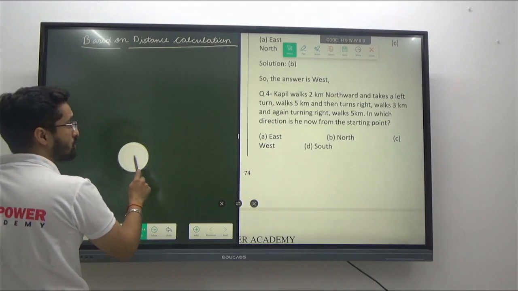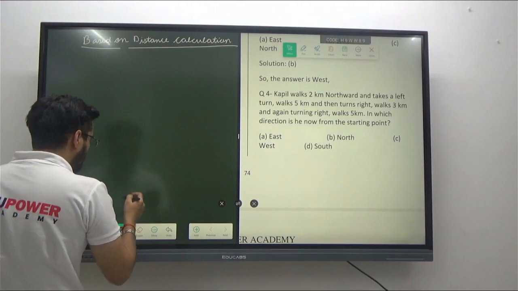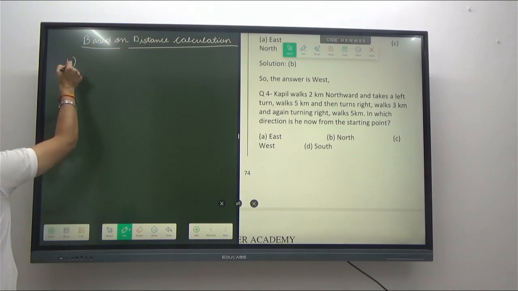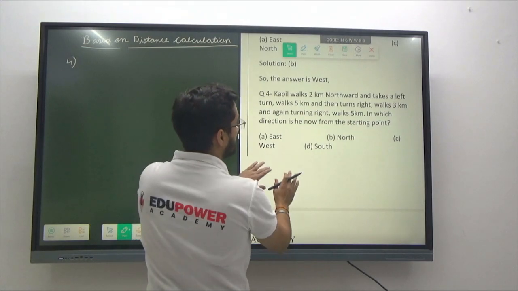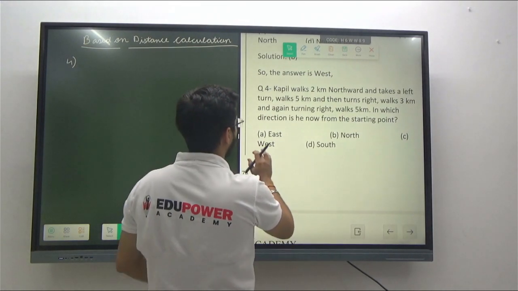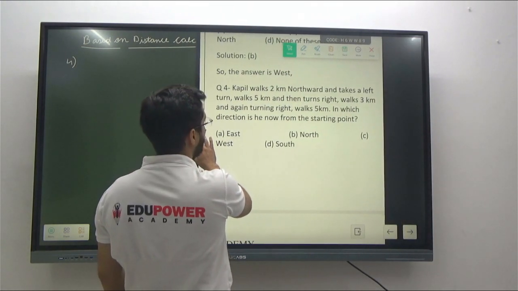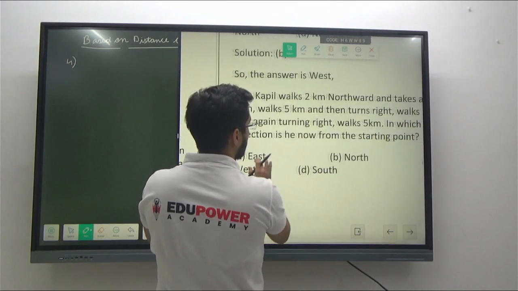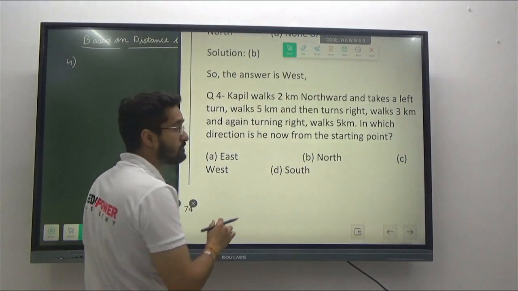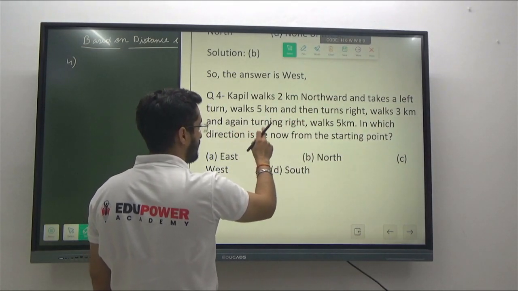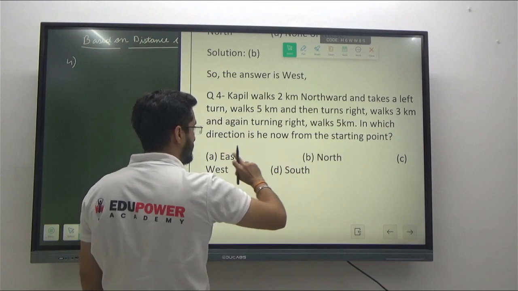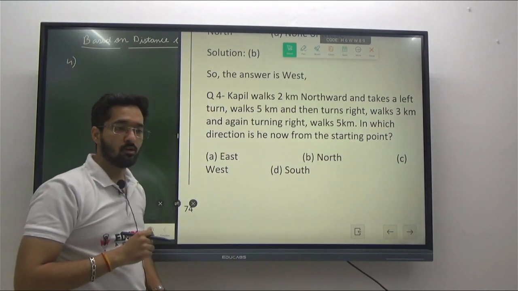Just see what this question is. Question number 4 says Kapil walks 2 km northward and takes a left turn, walks 5 km, then turns right, walks 3 km, again turning right, walks 5 km. In which direction is he now from his starting point?